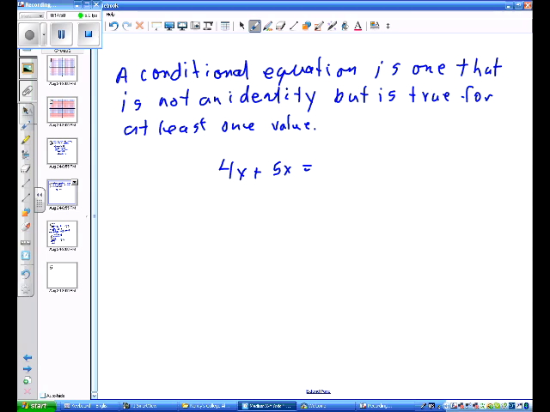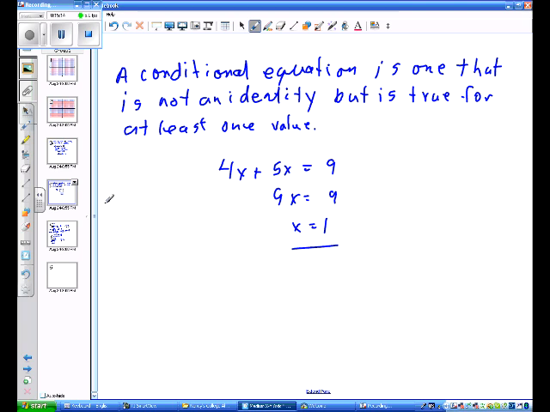So 4x plus 5x equals 9. So 9x equals 9, or x equals 1. This isn't true for all values, but it is true for at least one value. So this is called a conditional. This is true on the condition that x equals 1. When x is 1, then this would be true.